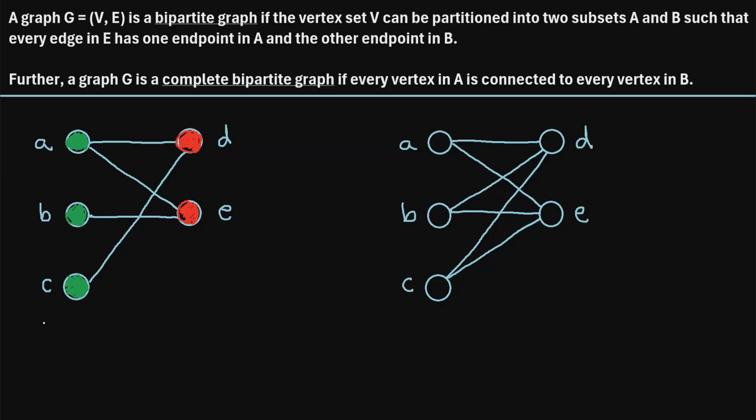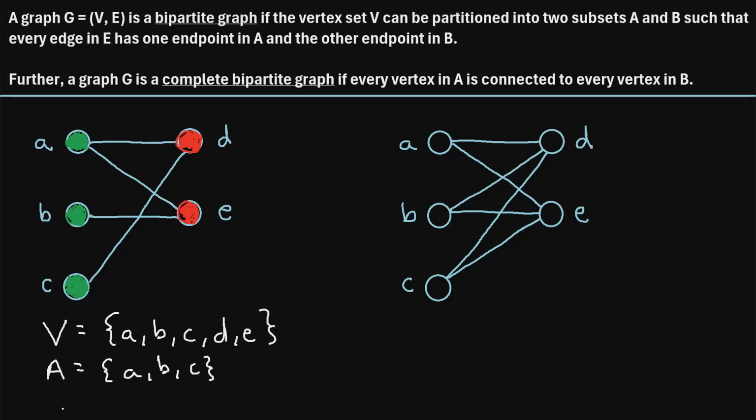And if we consider the original vertex set V of this graph, we are able to partition this vertex set into two subsets based on the colors in this graph. So we could say that subset A is, let's call it the green vertices, so A, B, and C. And then we can make another subset B, let's call it the red vertices, so D and E.